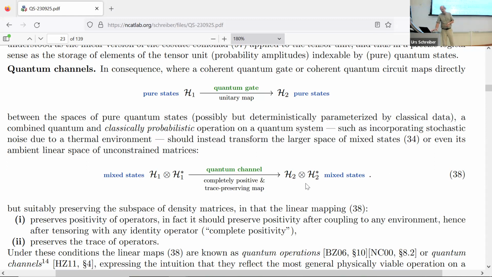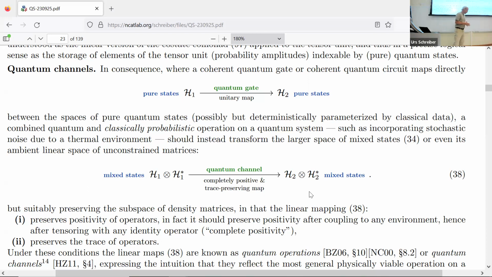And so what would this mean? Remember, the density matrices were defined to be positive operators of trace one. So we would naively just say, well, the quantum channel should just preserve positive operators. It should take a positive matrix to a positive matrix, and should take trace one things to trace one. That's not actually the condition one imposes. This is going to be interesting.